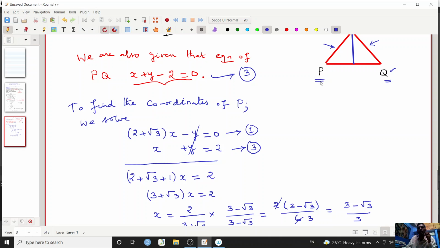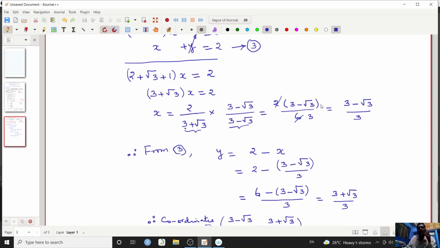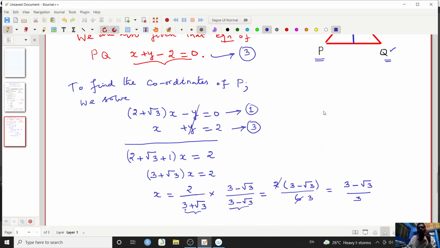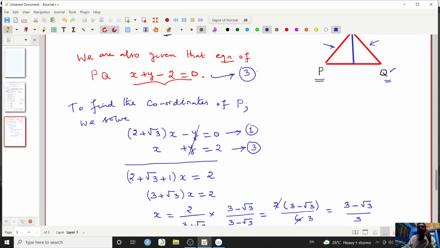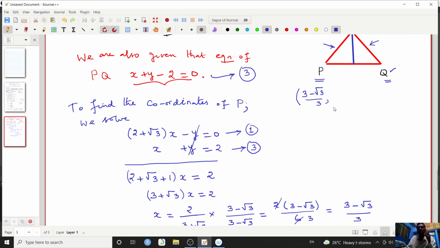So we have found out the coordinates of P. Let us write down the coordinates of P. 3 minus root 3 by 3. So the coordinates of P are 3 minus root 3 by 3, and the y coordinate is 3 plus root 3 by 3. So we have found out the coordinates of P.